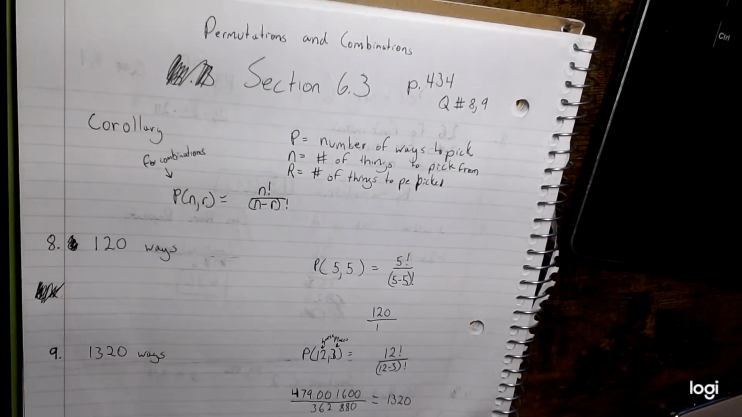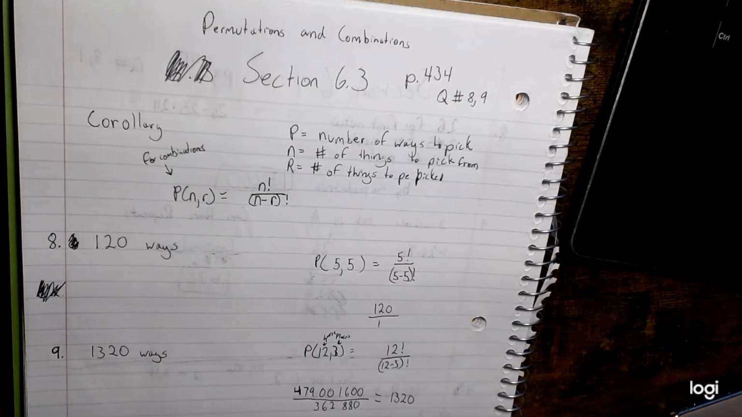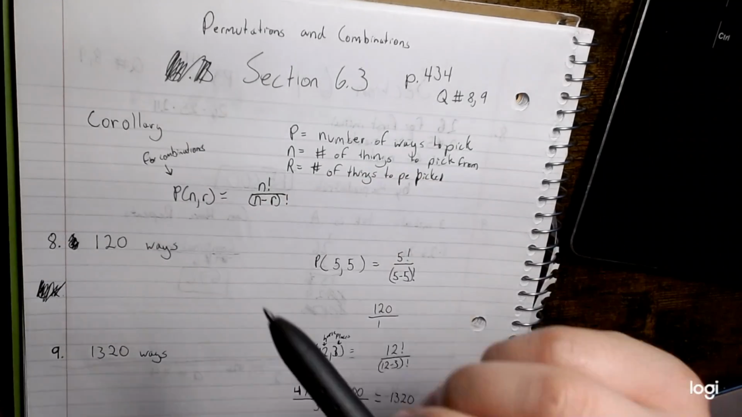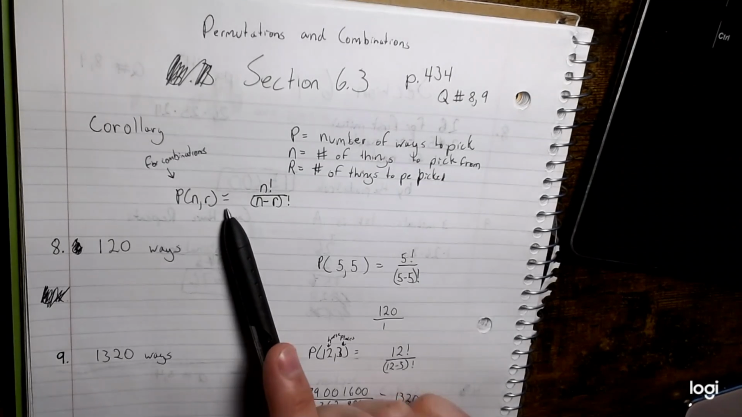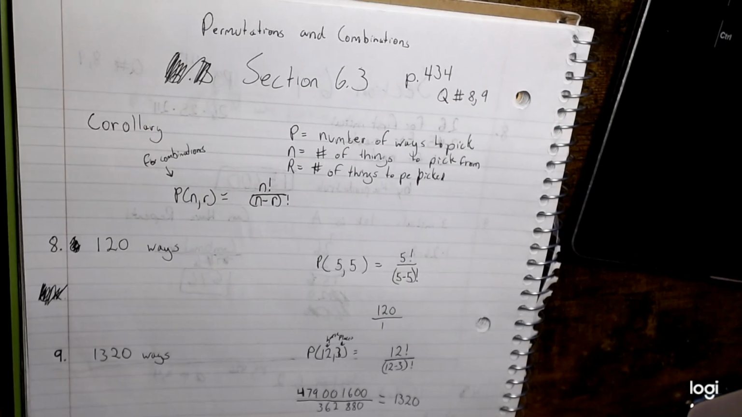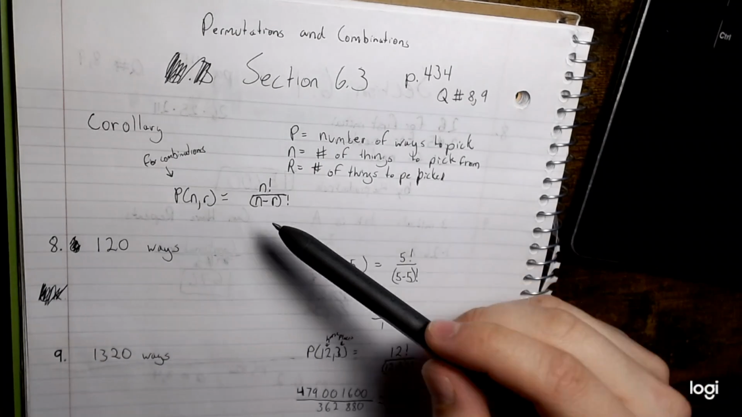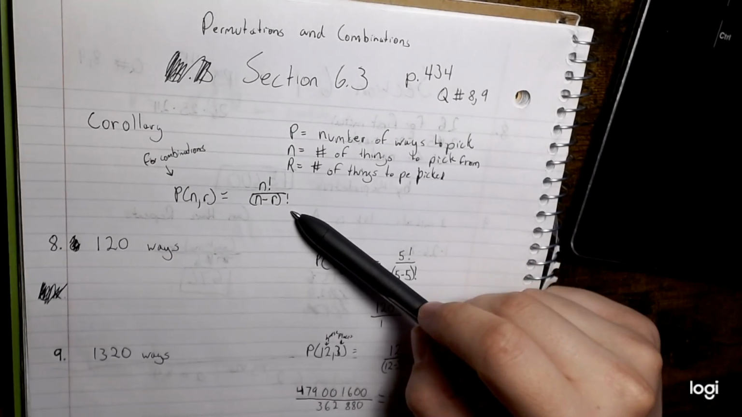And we have here questions 8 and 9, talking about permutations. For permutations, we're going to use this corollary for combinations, which is P(n, r) is equal to n factorial divided by (n minus r) factorial.